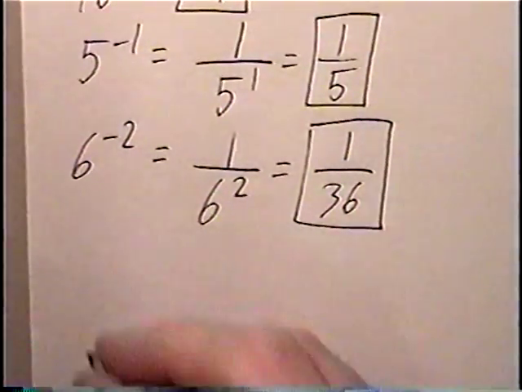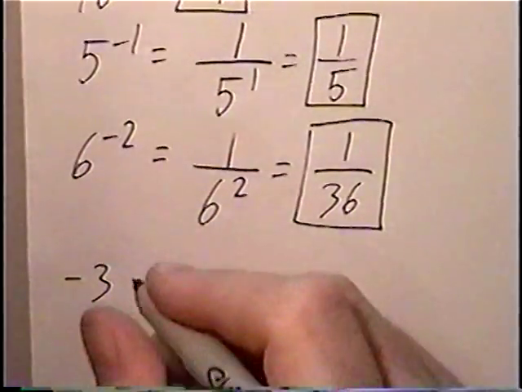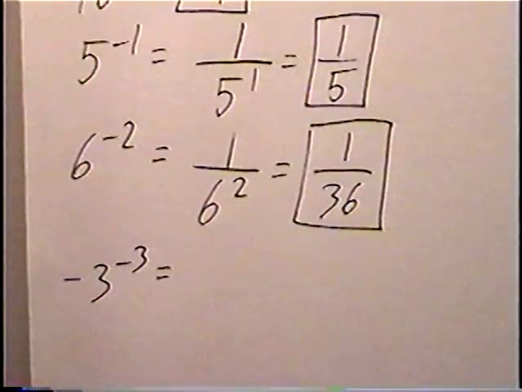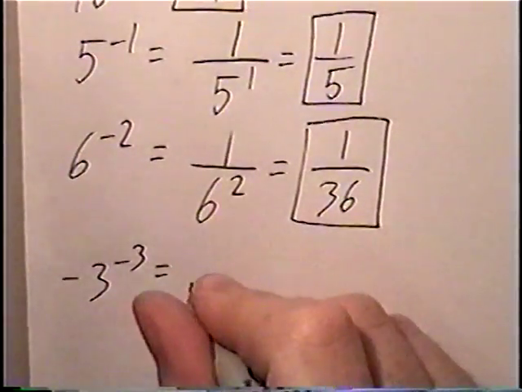And last question for the section, negative 3 to the negative third power. Again, negative exponents means we'll have a fraction.